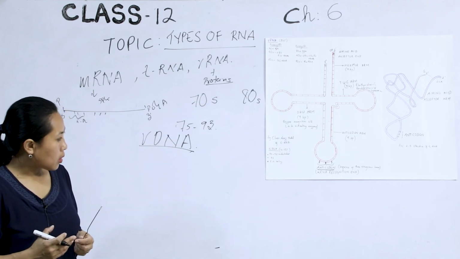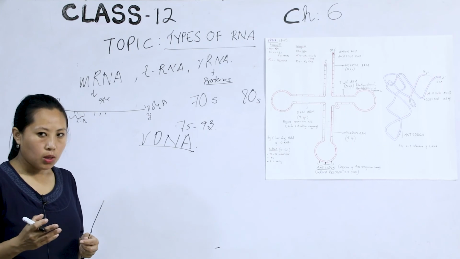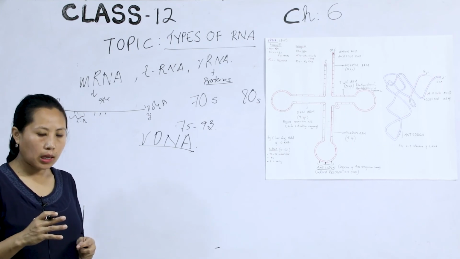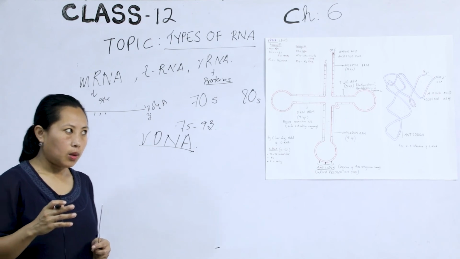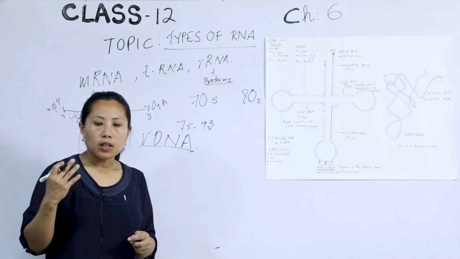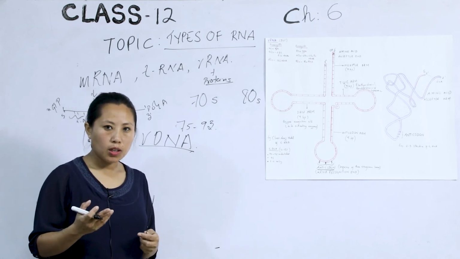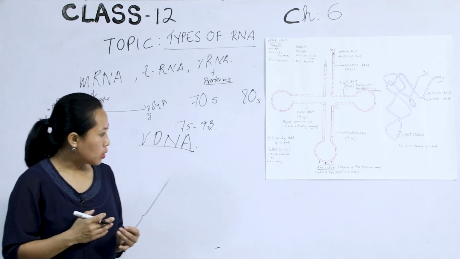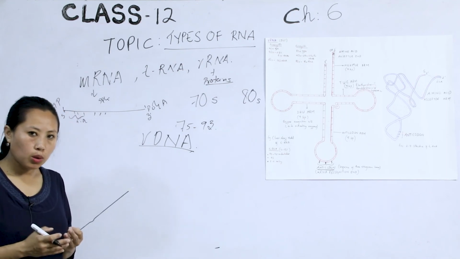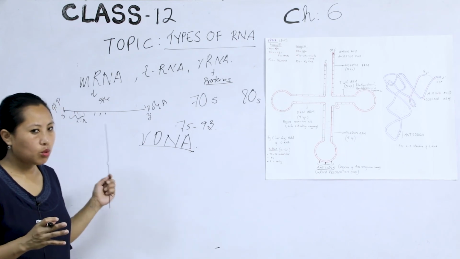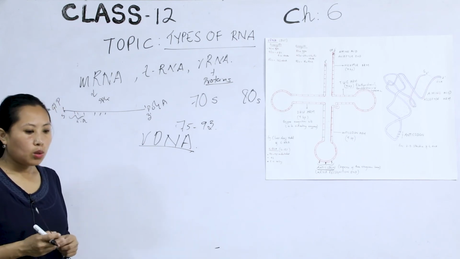And the other is ribozymes. These ribozymes are special RNAs which act as biological catalysts, and as the name implies, they help in the formation of the peptide bond during the process of protein synthesis. So genetic RNA, small nuclear RNA, and ribozymes are some types of RNA besides these three main types of RNA.